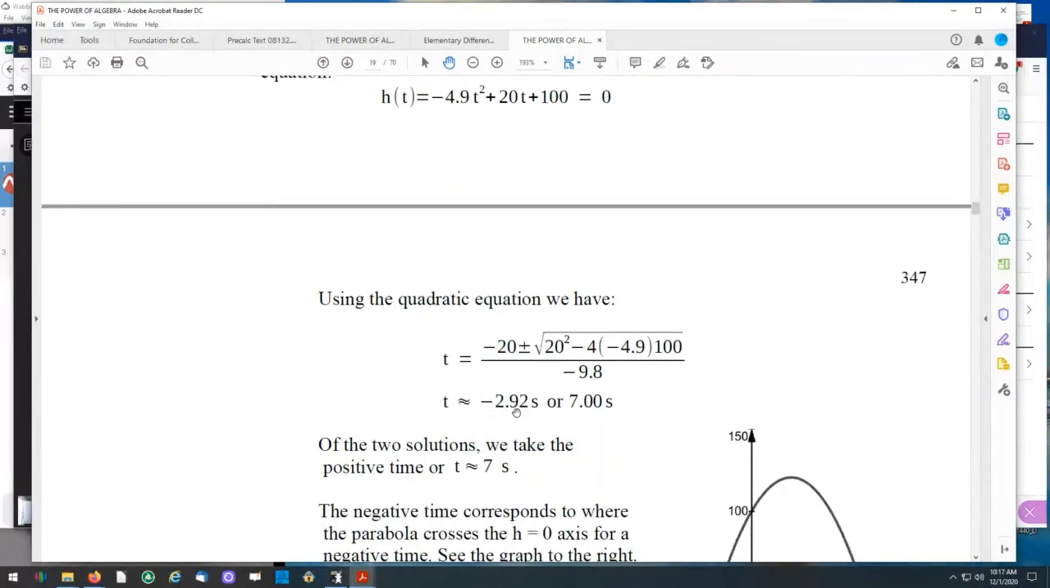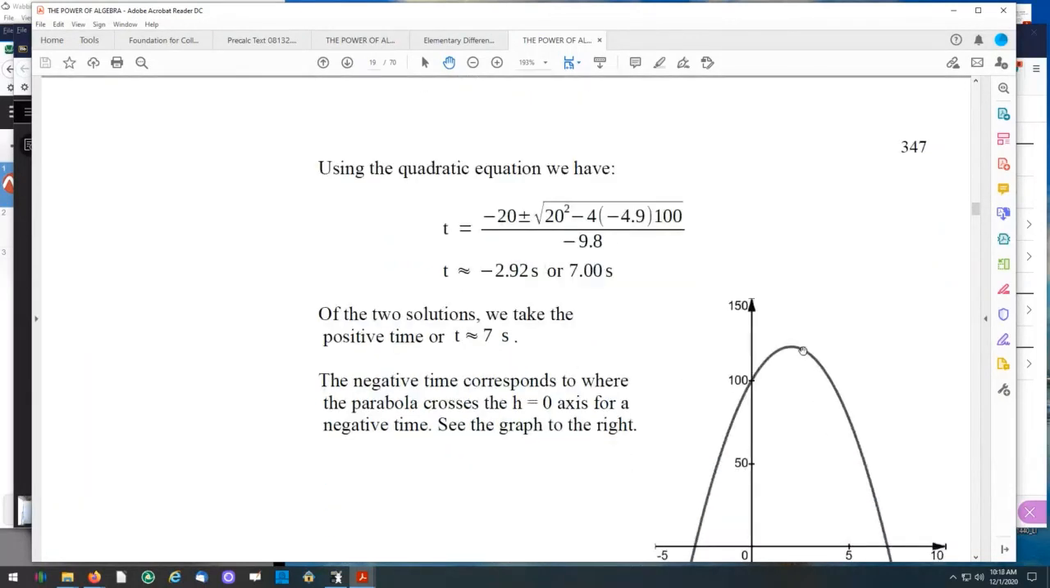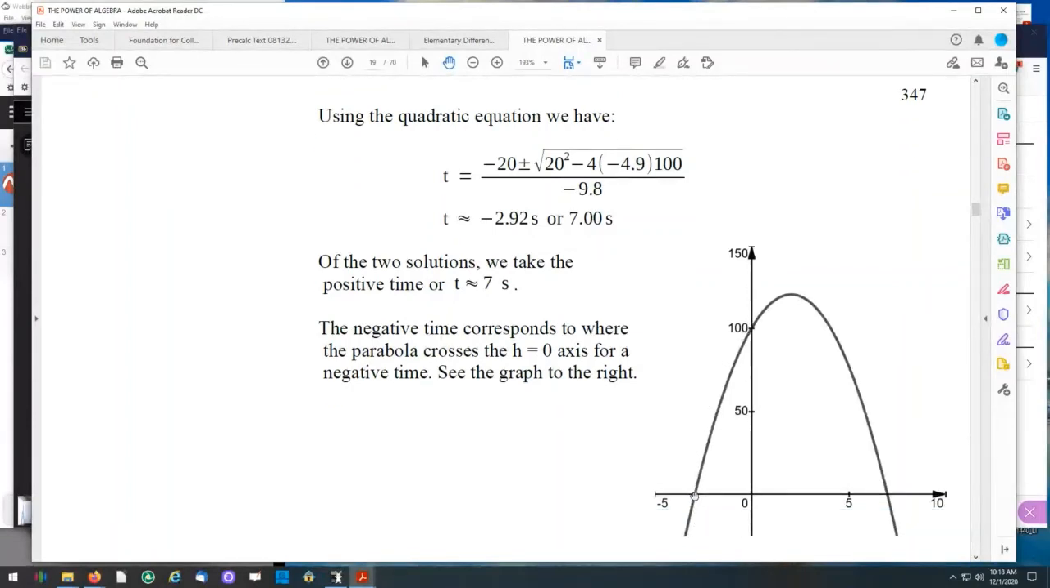One solution gives you a negative time. Negative times we throw out, because that assumes that if this were a true parabola, it would have come back in roughly negative 3 seconds and been on Earth again. But here we're launching it from this height, so only a positive time makes sense. So it will shoot up, and then after 7 seconds, the height will be 0.